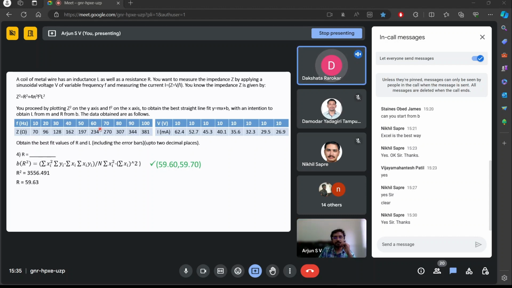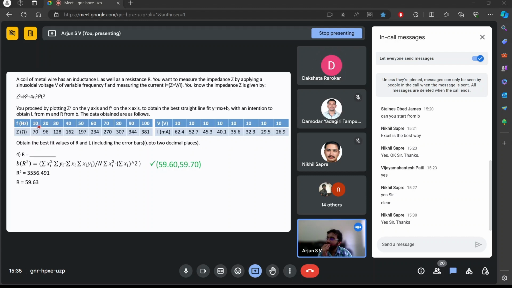Dakshata, can you explain starting from the fourth question? Yeah, fourth question only I'm explaining. So we have this relationship z square is equal to r square plus 4 pi square f square l square, and from this question they have also given us a table of f and z, the frequency values and the z values. So f is our independent variable, z is our dependent variable. They have given us the table, but they haven't given us the square values. They have given us the normal power 1 values.